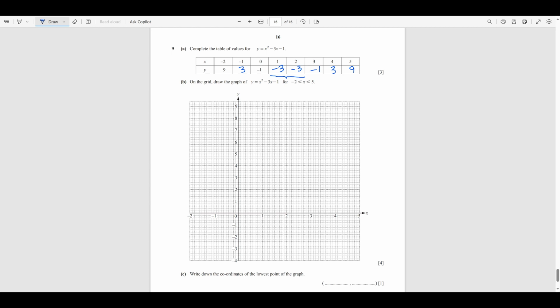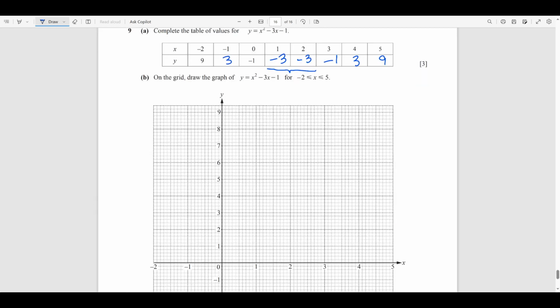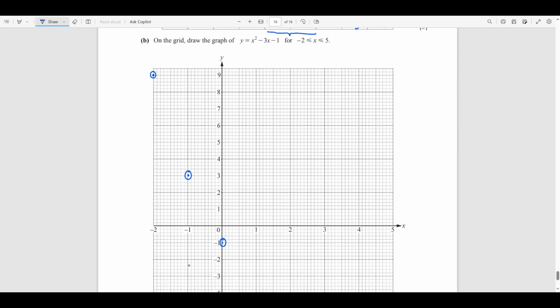All right, so for B, we need to draw the graph. I'm just going to zoom it out a bit. Right, so -2 and 9. So the value of x is -2 and the value of y is 9. So my point is here. The next value I want is x is -1 and y is 3. This is my point. And then 0 and -1, this is my point. 1 and -3 has to be here.